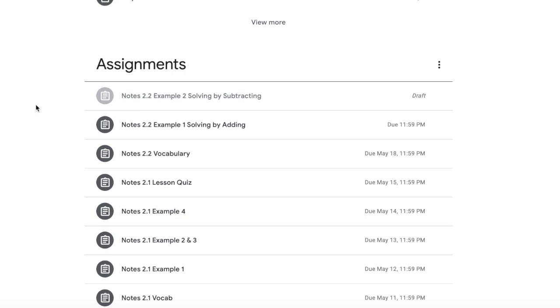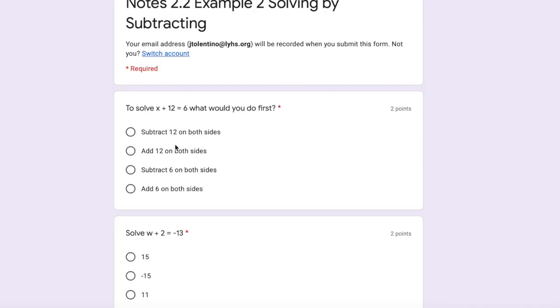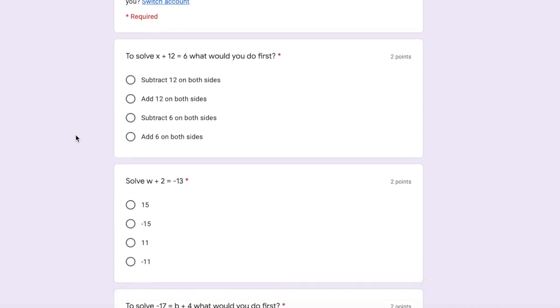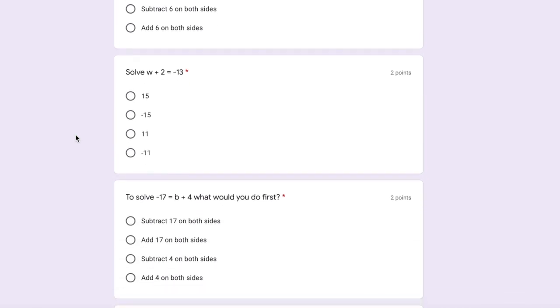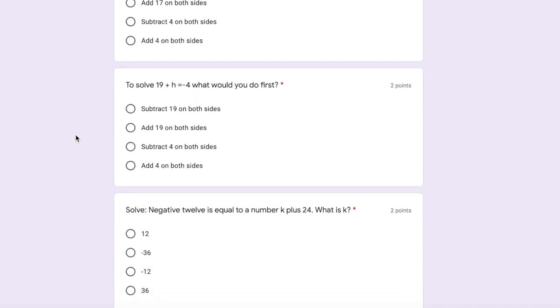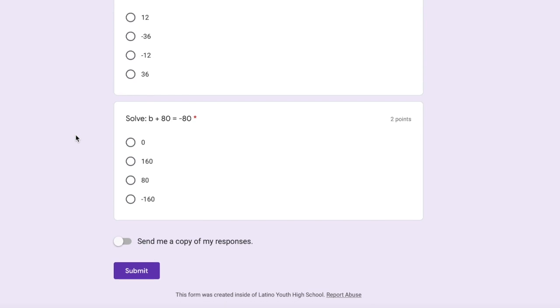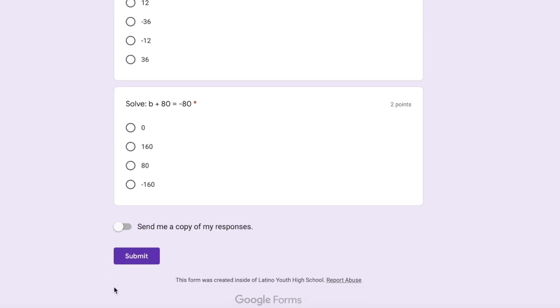So in the assignments category, you're going to click on the one that says Notes 2.2 Example 2, Solving by Subtracting. It's going to open a Google form. The Google form has 5 questions and it's multiple choice. Some of the problems ask about what you will do on the first step. It's not asking for the answer. And for some of the other problems, you do have to tell me the actual answer. And for one problem, you have to translate it first, and then once you translate it, solve it and tell me the answer. And that's it.